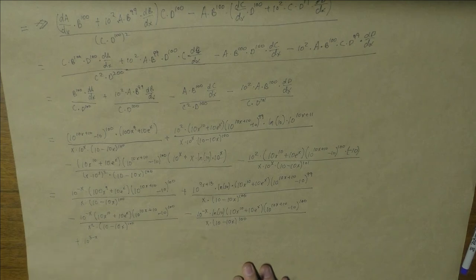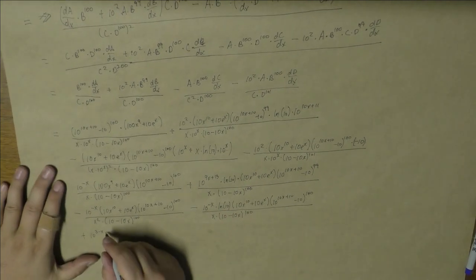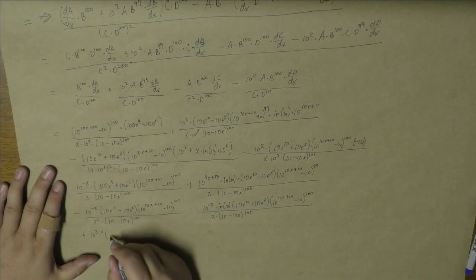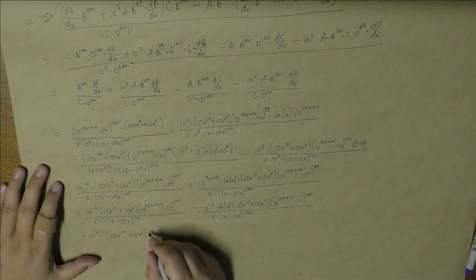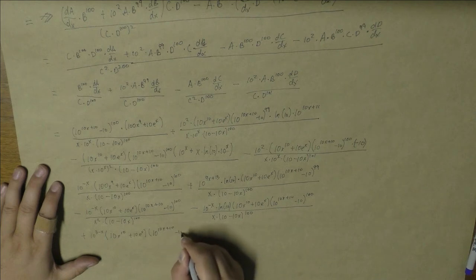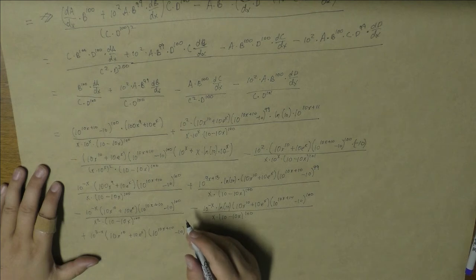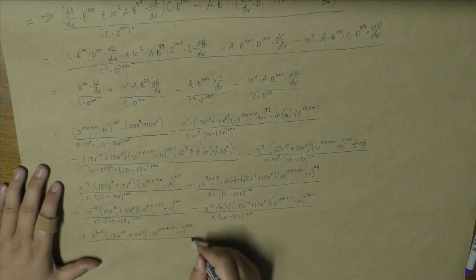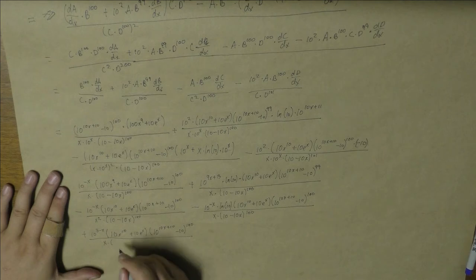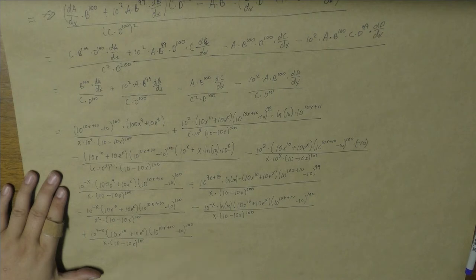For the first bit there, and then the rest of this doesn't change. Times 10x to the 10 plus 10e to the x times 10 to the 10x plus 10 minus 10, and that is to the 100th power, and that's all over x times 10 minus 10x to the 101st power.